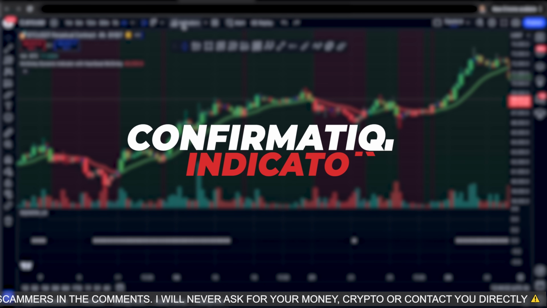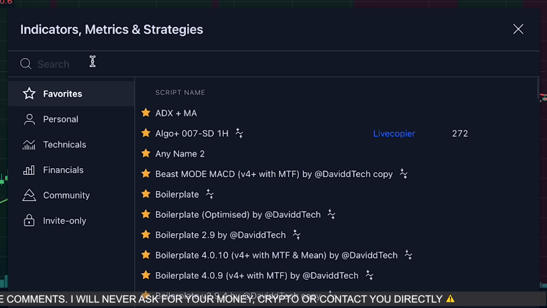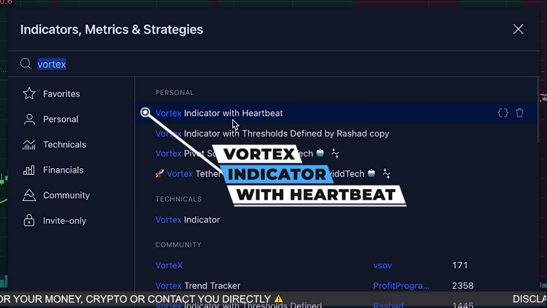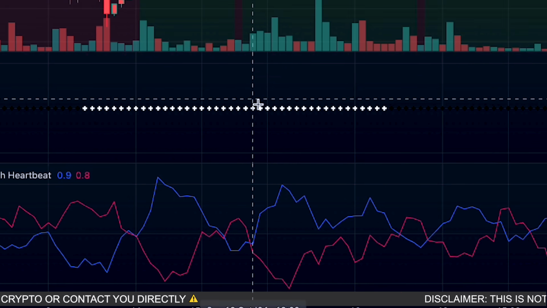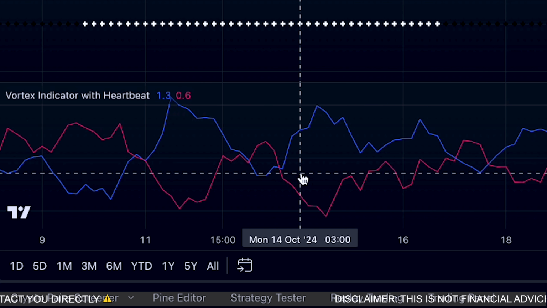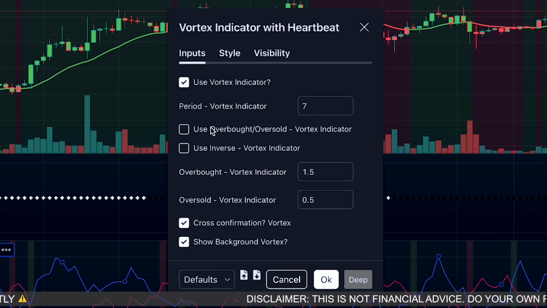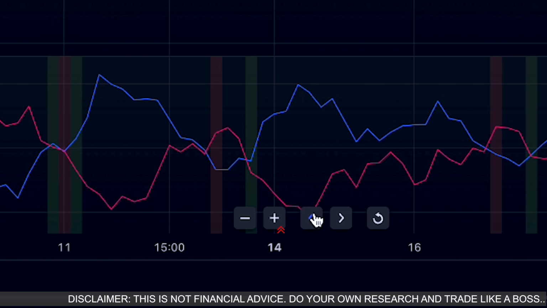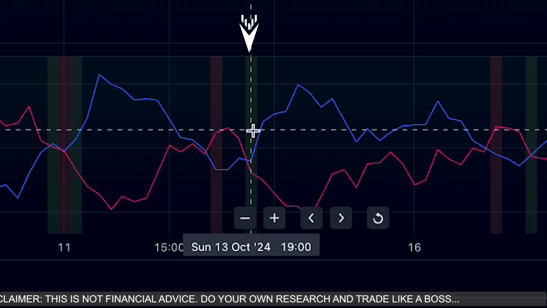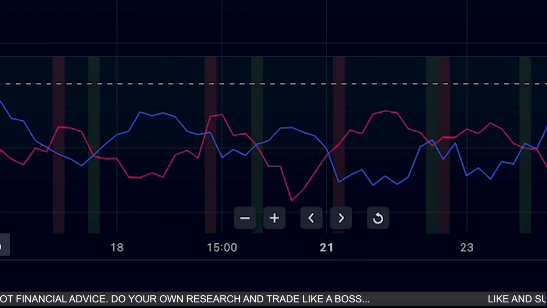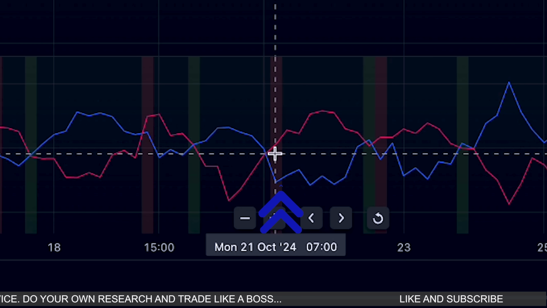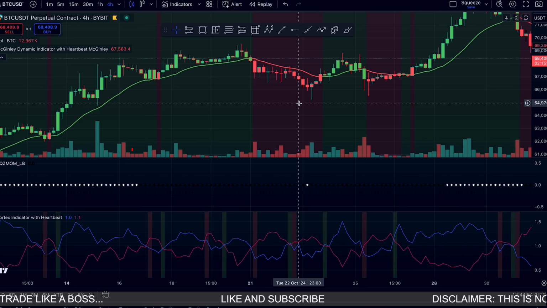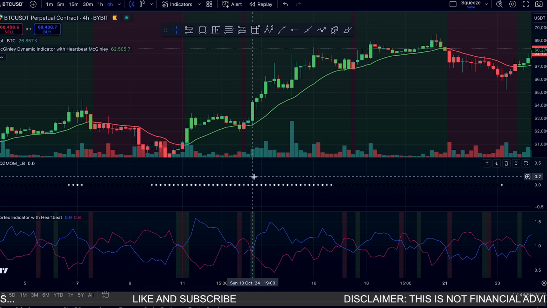Okay, our first confirmation indicator where we're going to be looking for a crossover is the Vortex indicator with heartbeat by David Tech. This one just here. We're going to be adding this to our charts. Now, this is a very simple indicator. When we go over here, we can change the background color so we can see where we're able to enter. When the blue line goes over and crosses over the red line, we get a green background indicating that we should be looking for longs. And when the red goes over the blue, we're looking for a red background, and that means that we should be looking for shorts.